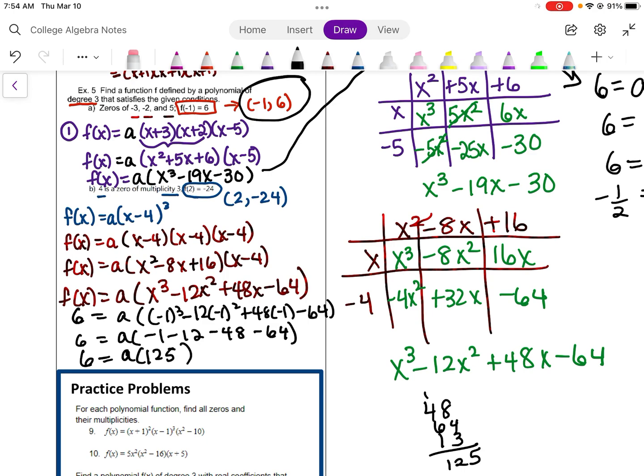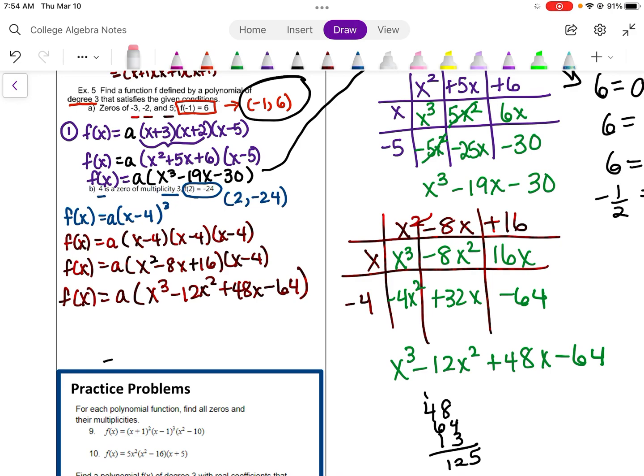Okay, let me go through and make sure I don't have a mistake somewhere. Oh, you know what? I put in the wrong ordered pair. I hope one of you guys caught that. I put in the same ordered pair from the first problem, so let me go back and fix that. I apologize. I'm making your video at about 8 in the morning, and I don't think I'm fully awake.